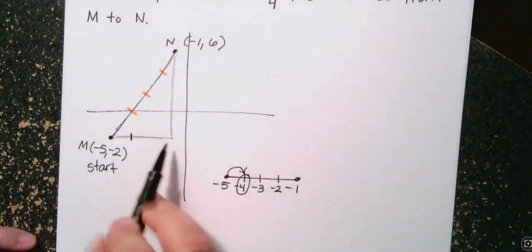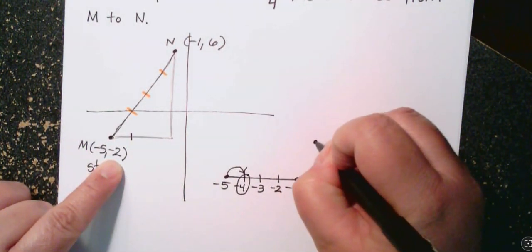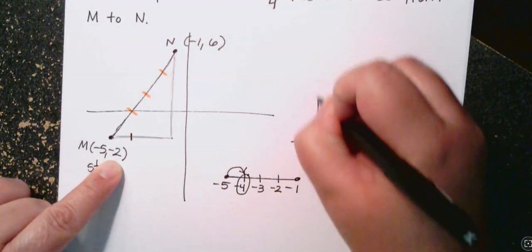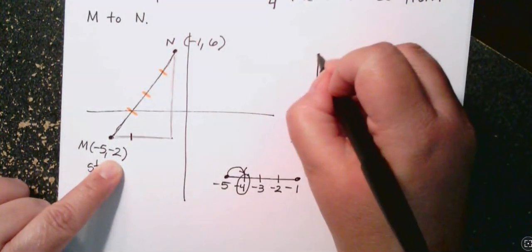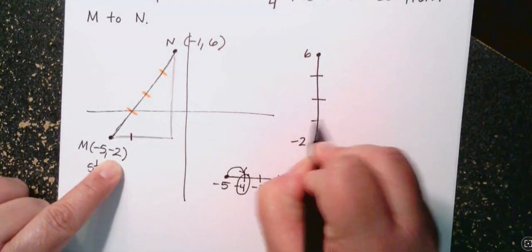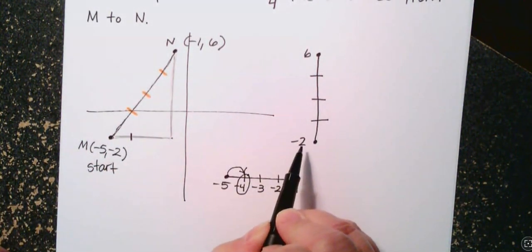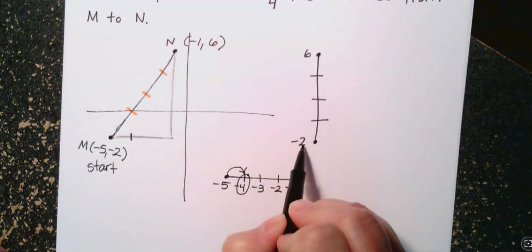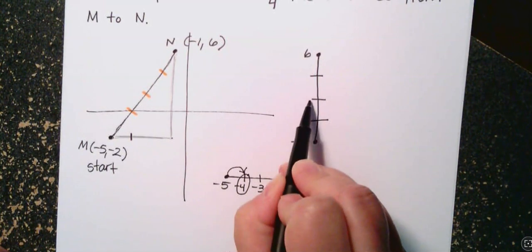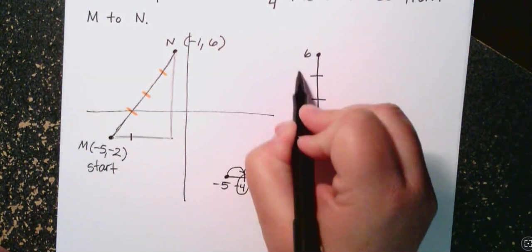Now the y values go from -2 up to 6. So if I cut that into 4 pieces, let's see how far that is. That's 8, right? From -2 up to 6 is 8. And 8 divided into 4 pieces, each of these pieces is going to be 2. In other words, from -2, I go up to 0, and then up 2, and then up 2, and then I'm at 6.